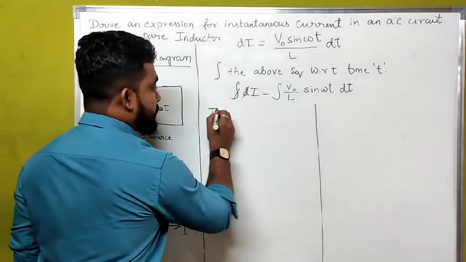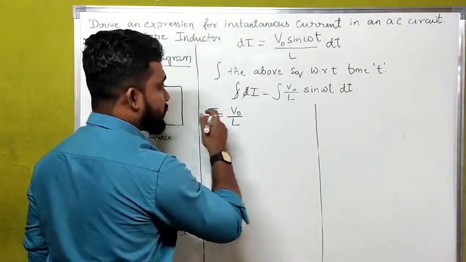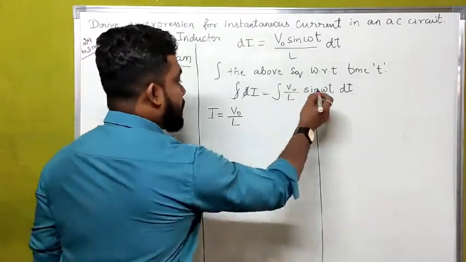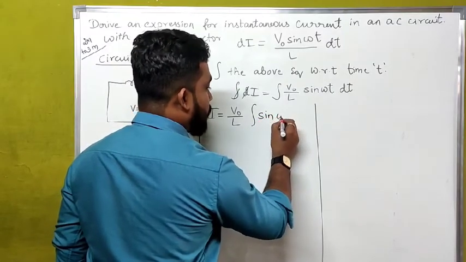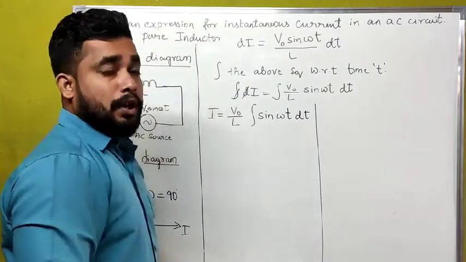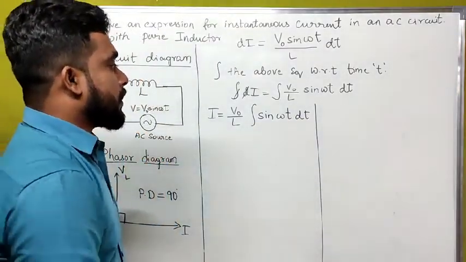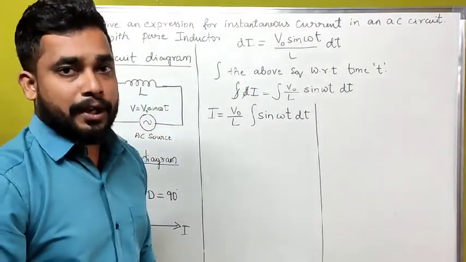So I is equal to V naught divided by L. These are the constants, that's why I have taken them out. And the remaining concept of integration is sin omega t into dt. Now we have to integrate this particular equation with respect to t. What is the integration of sin omega t?